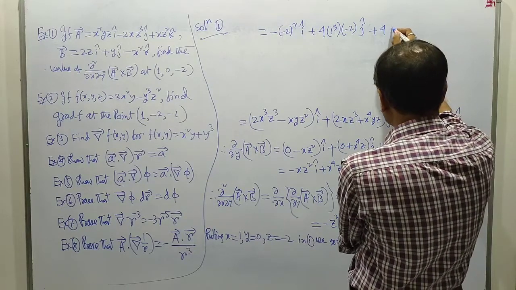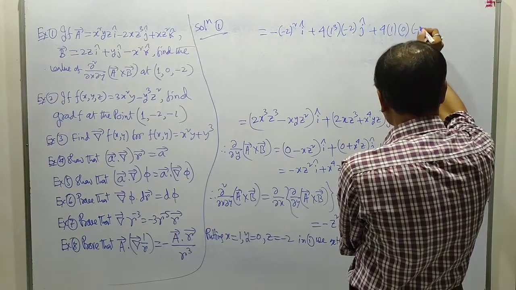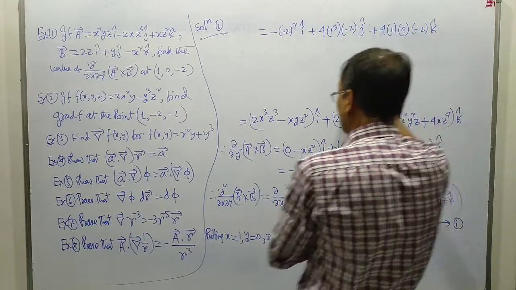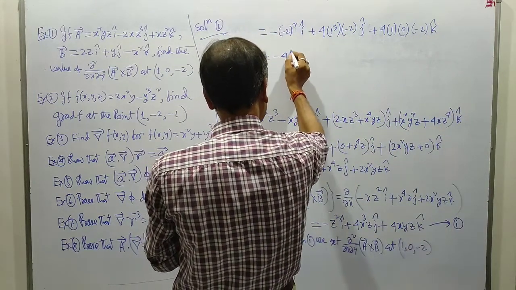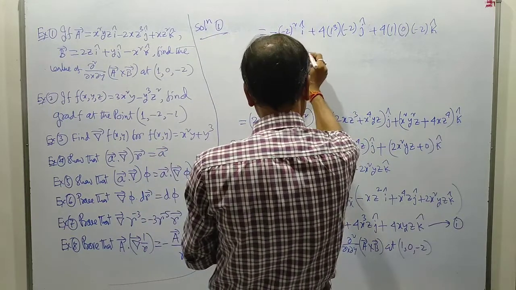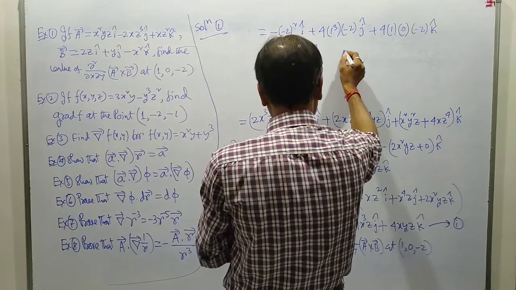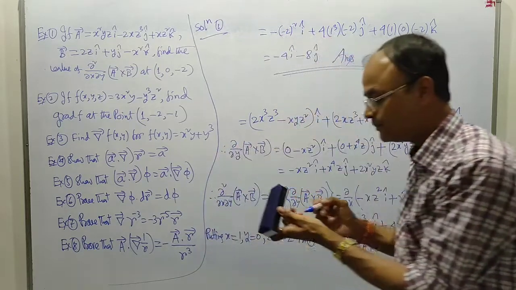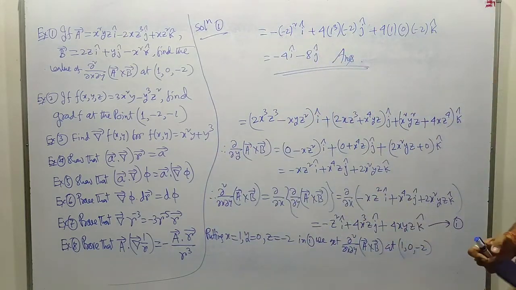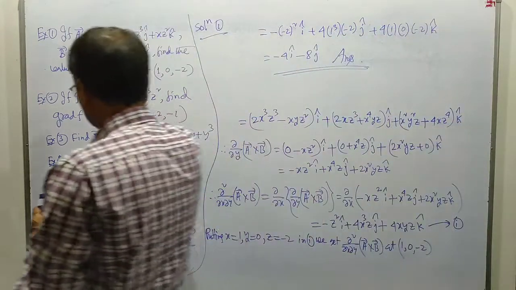X means 1, y means 0, z means minus 2 k cap. This is equal to 4 i cap minus 8 z cap... This is the answer. The answer is minus 4 i cap minus 8 z cap. We have done number 1.